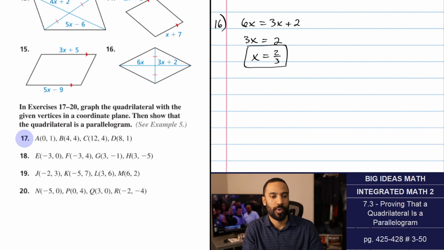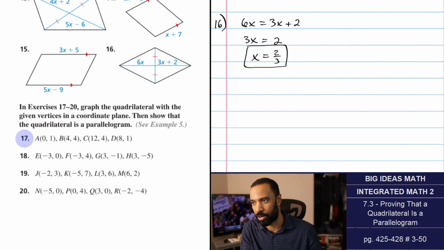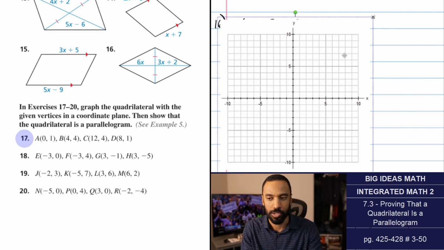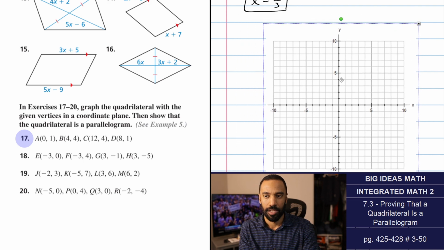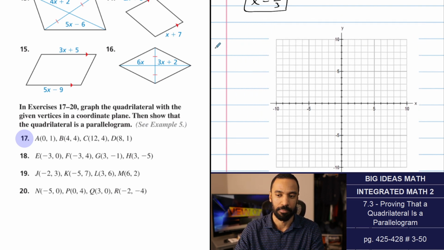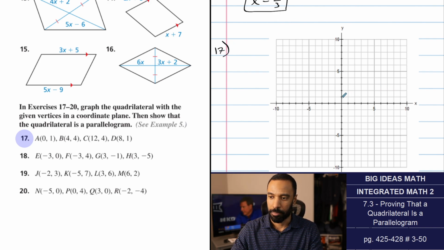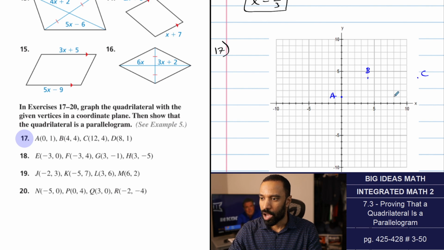All right, 17 through 20, graph the quadrilateral with the given vertices in a coordinate plane, then show the quadrilateral is a parallelogram. I think I can do this plenty fast compared to what the book's lecture stuff would have done. The only problem is I have to plot them and label them. So A, B, C is going to be out here, sorry. I'm guessing D is down here, yeah, 8, -1.